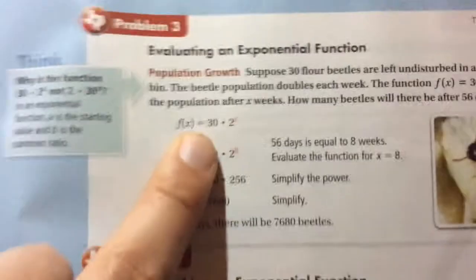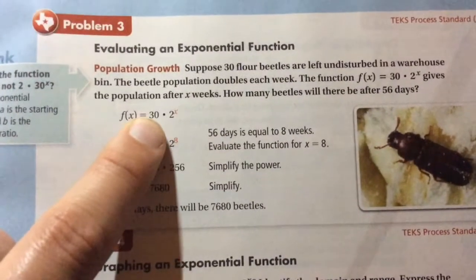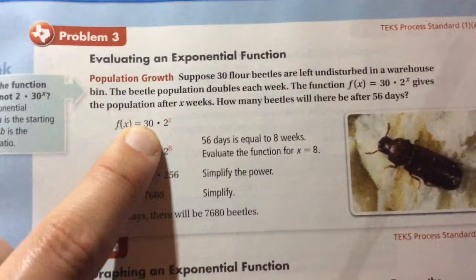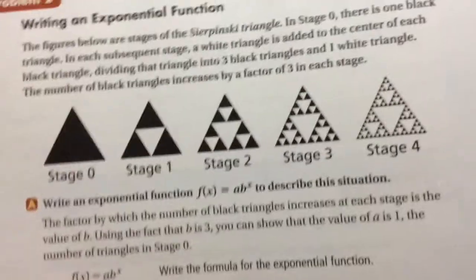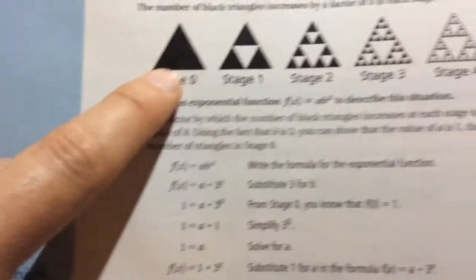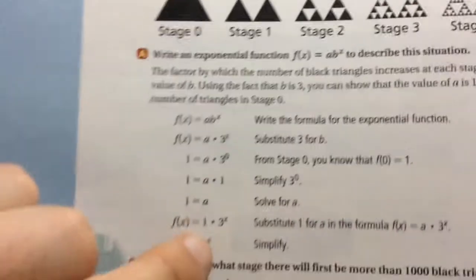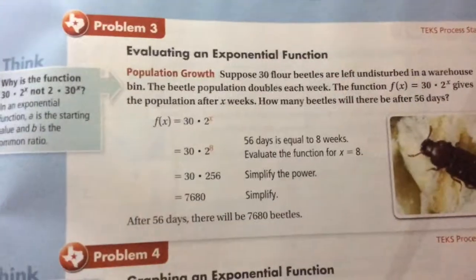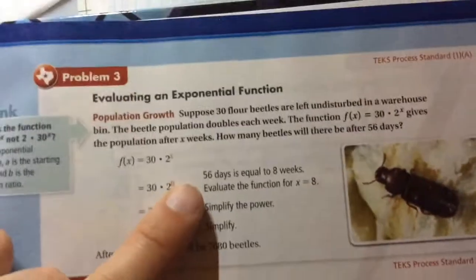Okay, so right here in this equation, our a value, 30, is always going to be our starting point. That is our initial value. That's what we're starting with. Just like back in the triangle problem, when we looked at our a value, we started off with 1 black triangle, which is why our a value is equal to 1. So back over here, the a value is our initial value, which is 30.